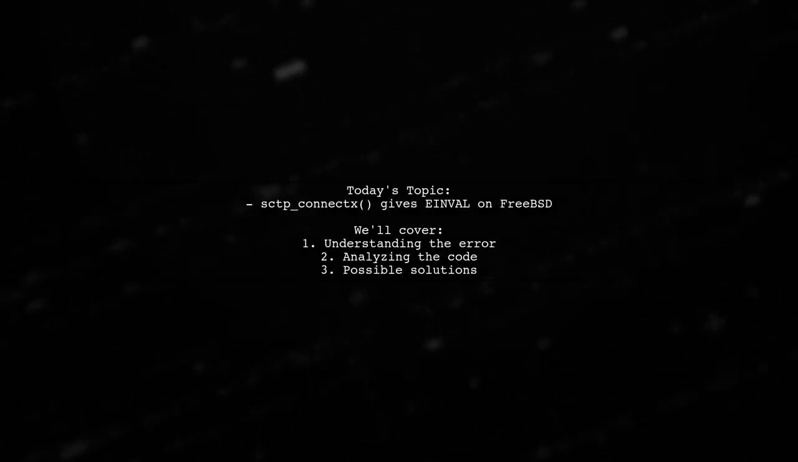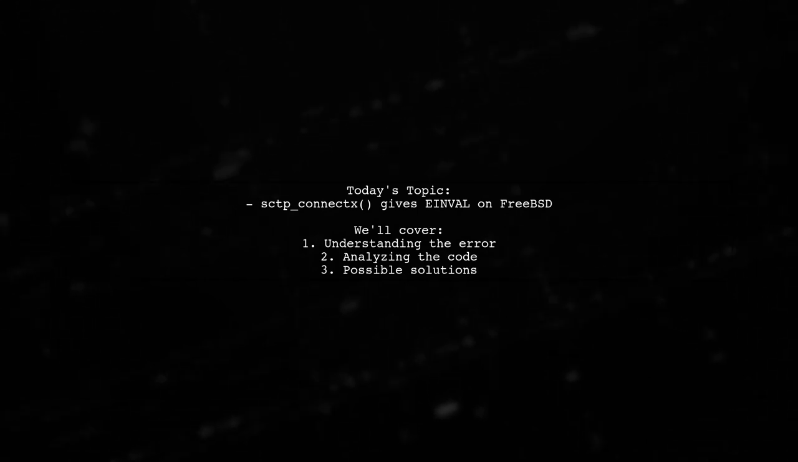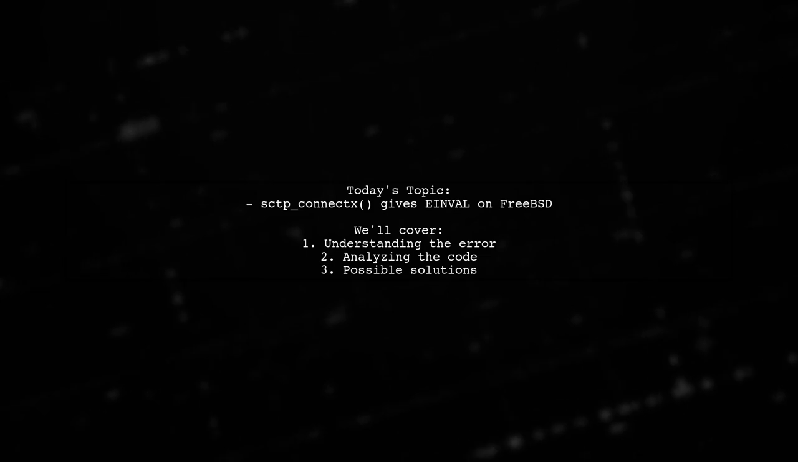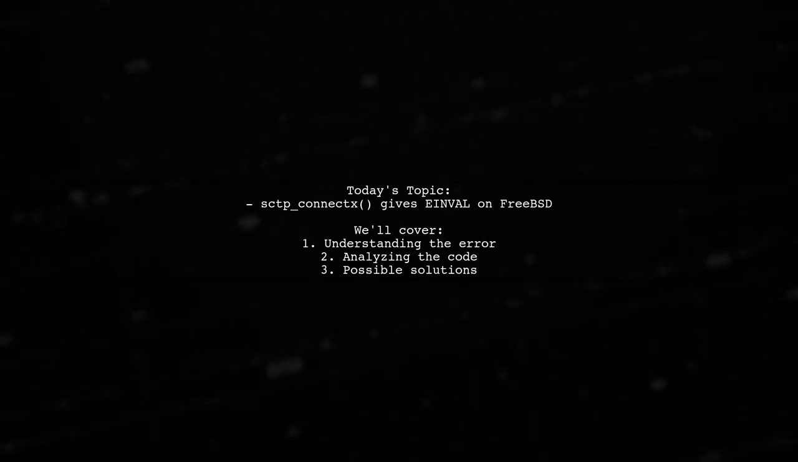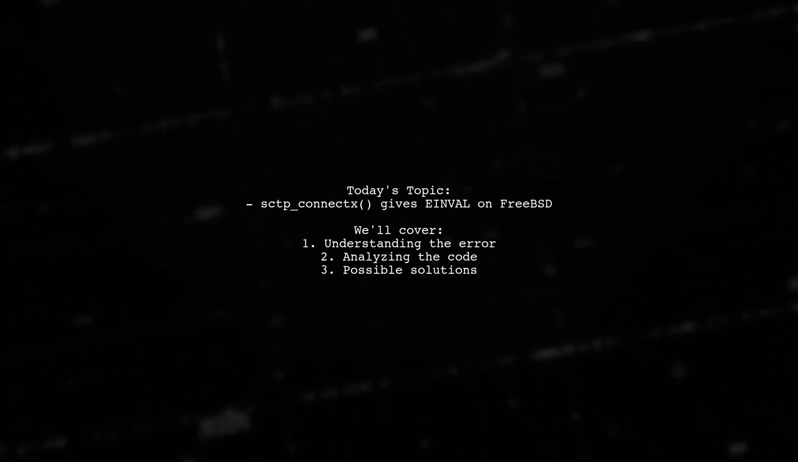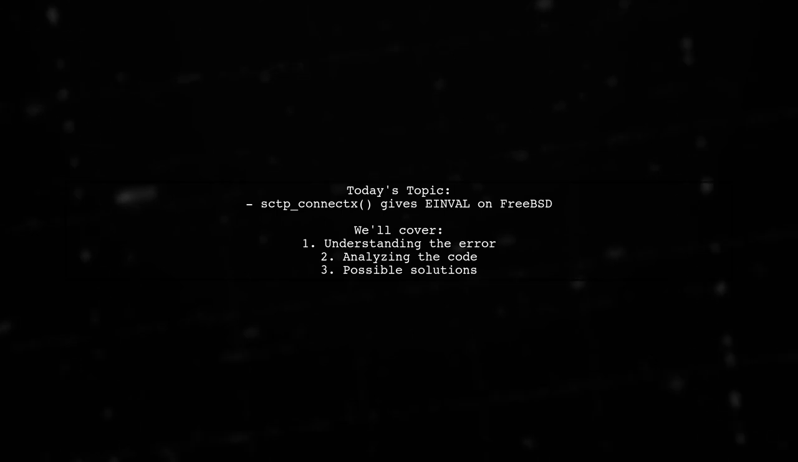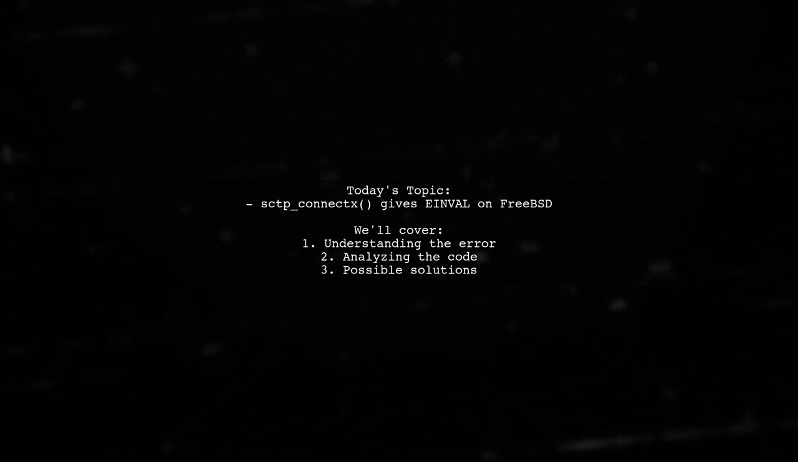Today, we're tackling a perplexing issue that many developers encounter when working with SCTP on FreeBSD. Our question revolves around the function SCTP ConnectX, which is returning an EINVAL error. Let's dive into the details and uncover what's going wrong.